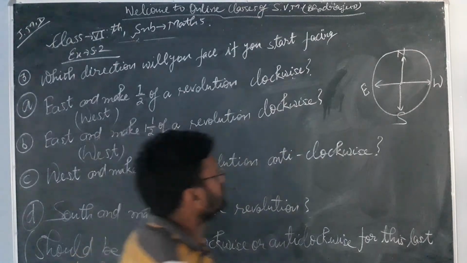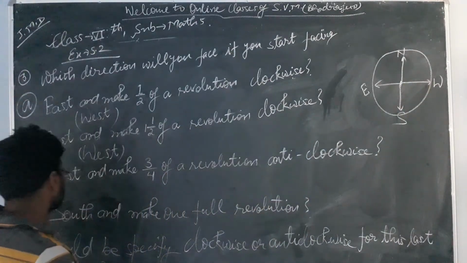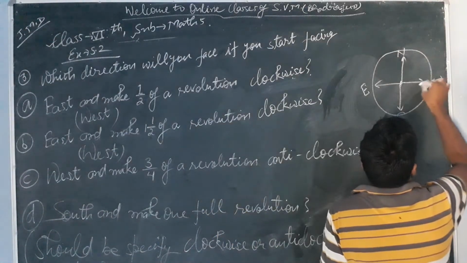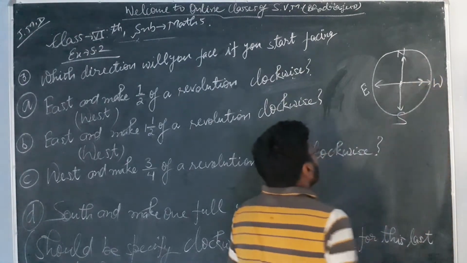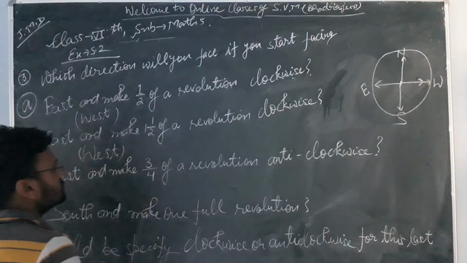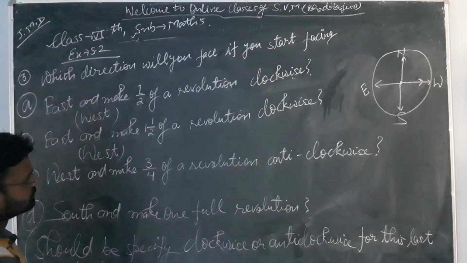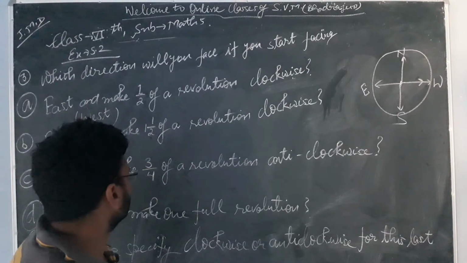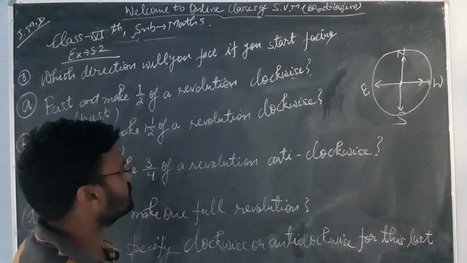So now listen. According to our part C, west, we are facing towards west. In this direction we are facing. So our face is towards west. West and make 3/4 of a revolution anti-clockwise.